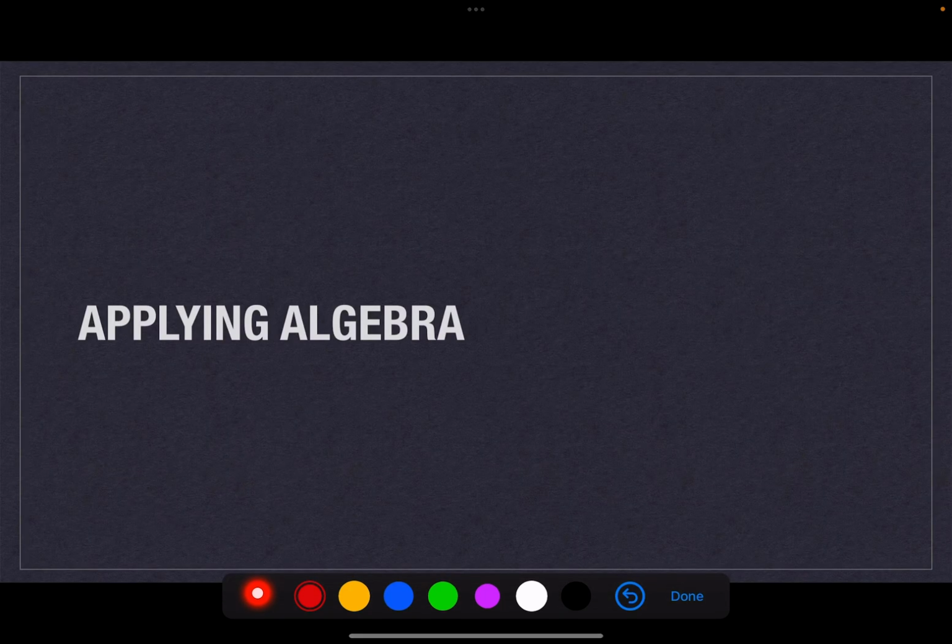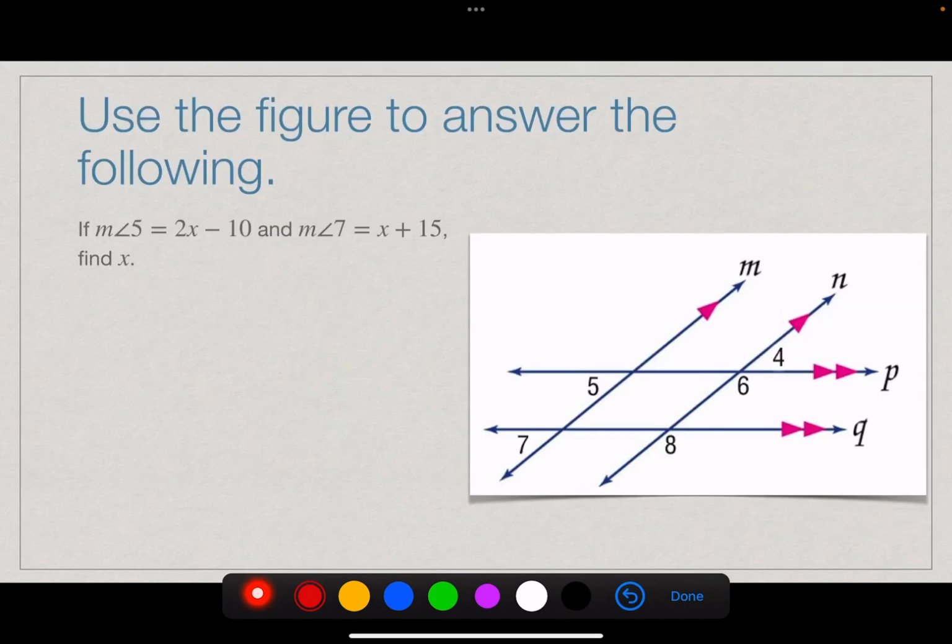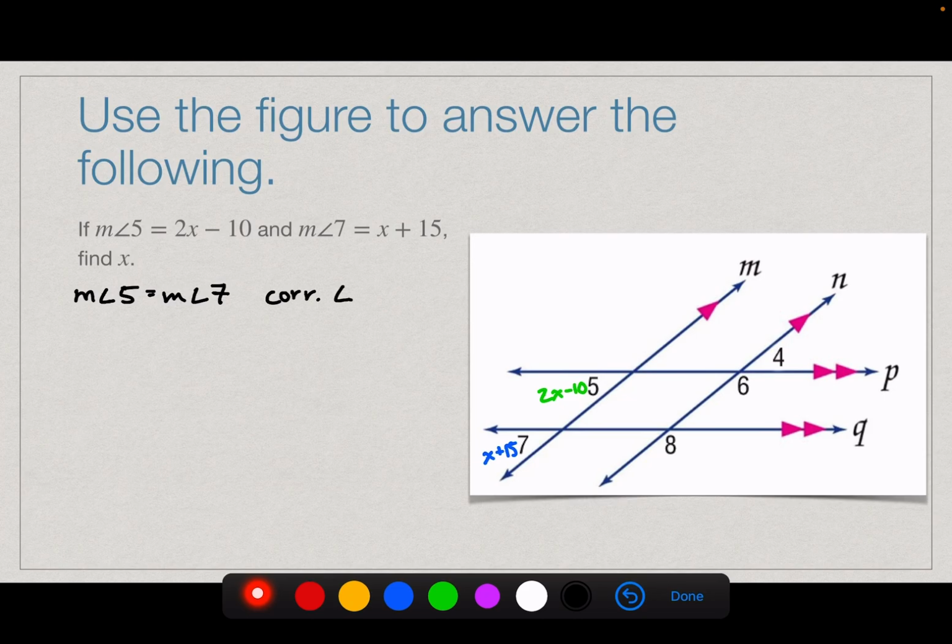So let's apply some algebra. Angle 5 we know is going to be 2x minus 10. Angle 7 is going to be x plus 15. So we have one option here. We know that the measurement of angle 5 is equal to the measurement of angle 7 because of the corresponding angle postulate.